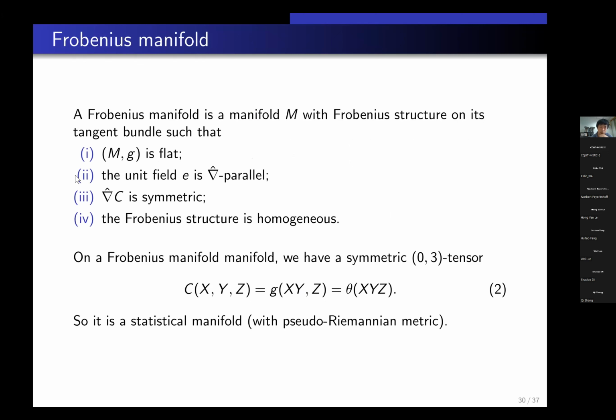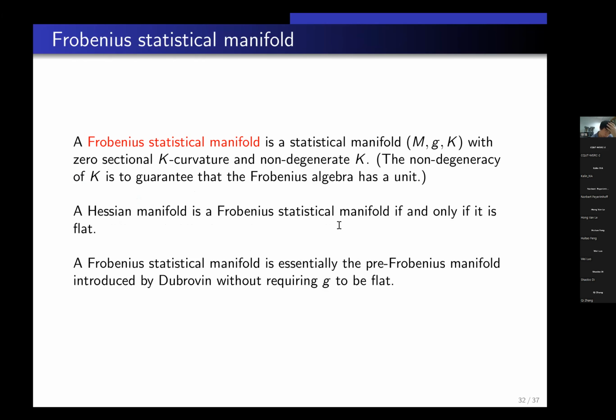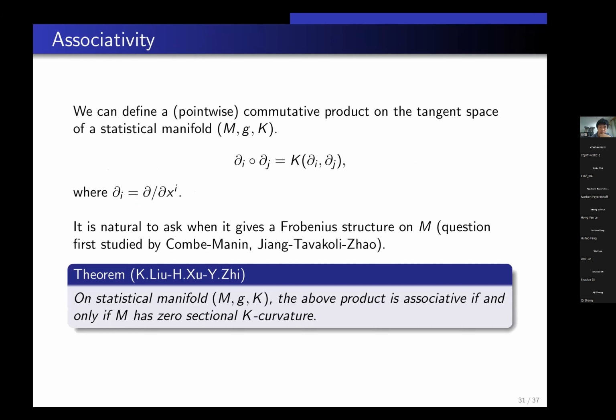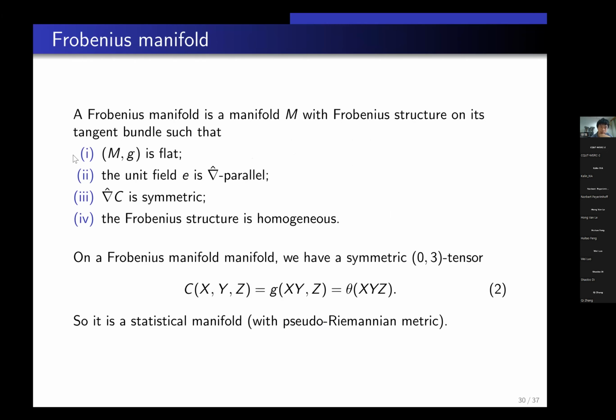When Dubrovin defined the Frobenius manifold, he introduced this concept for physical considerations, because Frobenius manifolds are mainly used for mirror symmetry and quantum cohomology. But here we just relax the conditions 1, 2, 3, 4. We do not need these conditions, although 3 is embedded in the definition of statistical manifold, right? We only require the statistical manifold to have a Frobenius structure on its tangent bundle, so we do not need 1, 2, 4.